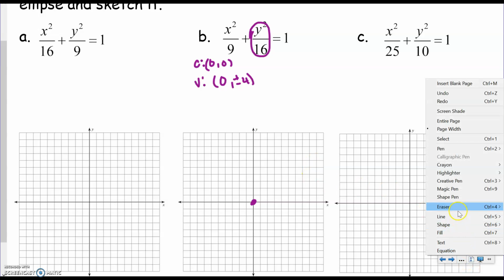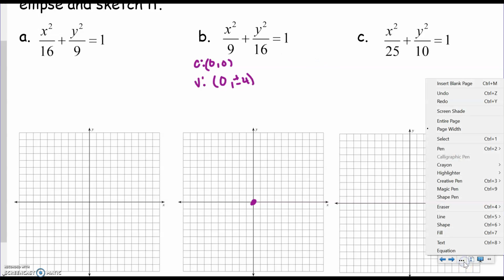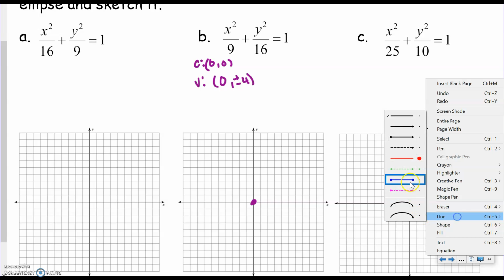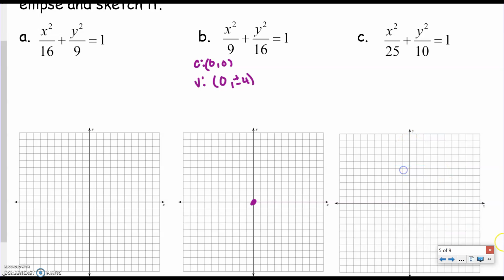And that's just because our center is at 0, 0. It'll change slightly when we have another center. But that's how you find your vertices. So I can go ahead and plot those. And I'm going to use a different color here. My pen. So my vertices are at 0, 4 and 0, negative 4, counting 1, 2, 3, 4.